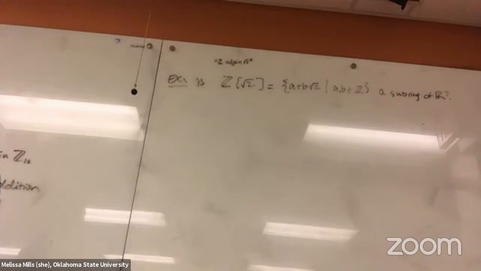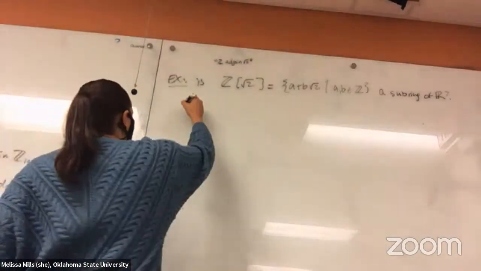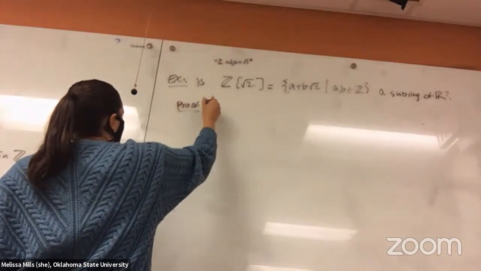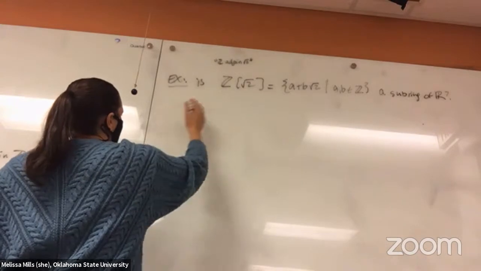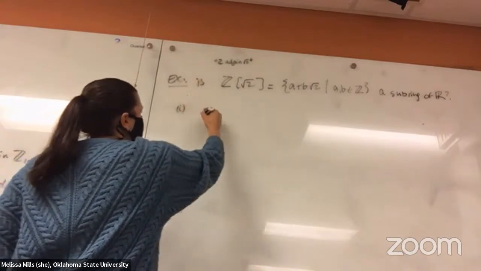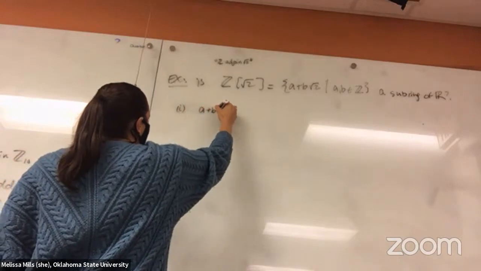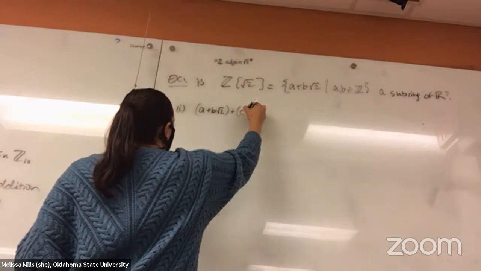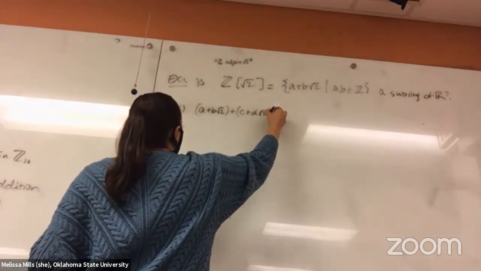Yeah, seems like maybe closed under addition. Let's prove it. Unless we had a statement, we can prove it anyway. Okay, so let's look at the first one. If we had A plus B square root of 2 plus C plus D square root of 2.